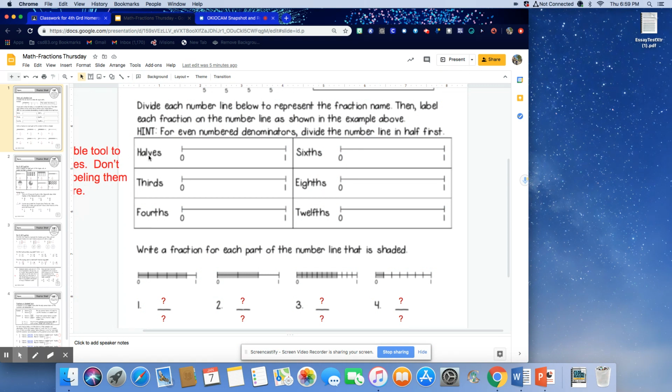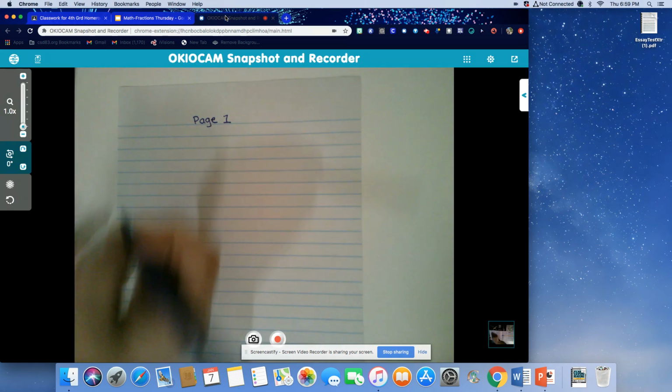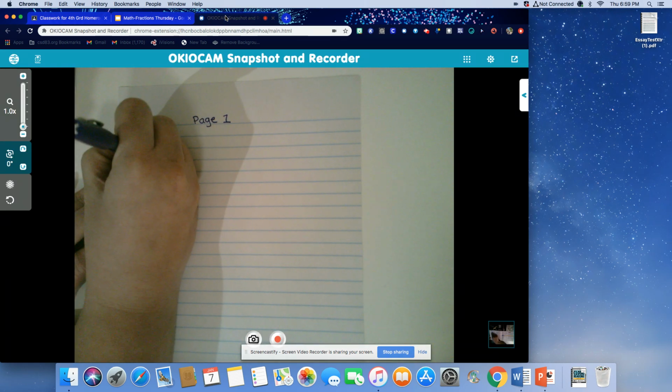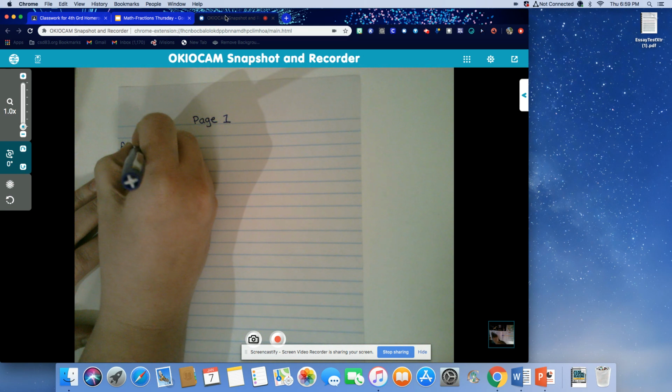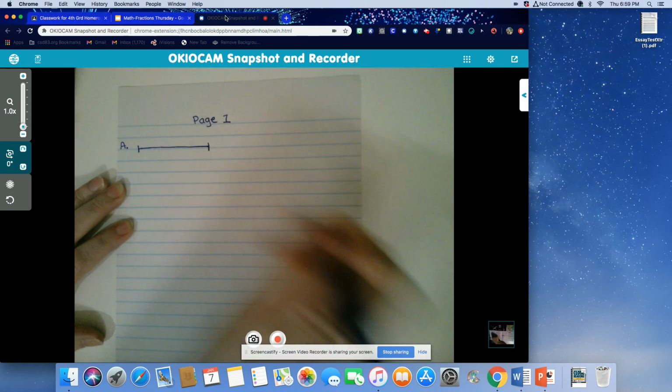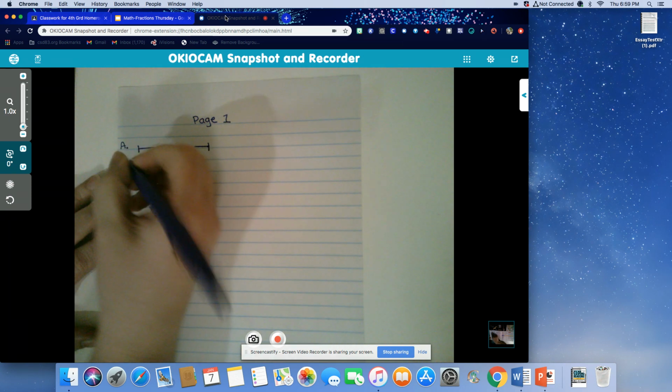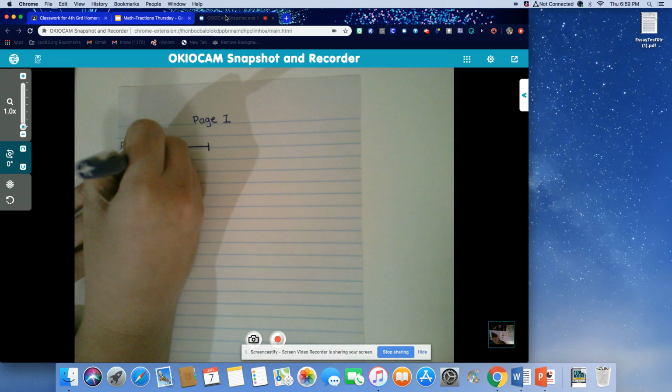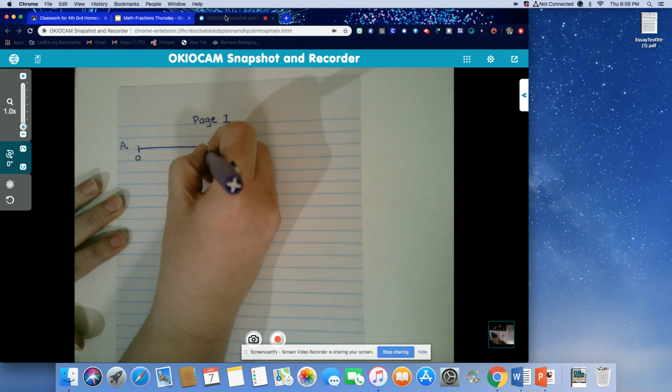So I'm just going to call this A, okay? So I'm going to write A. And then I'm just going to copy the number line that's on there. This is doing math the old school way, like when Miss Doherty was in school. We had to do everything on paper from the textbook. So they have a 0 here, and they have a 1 here.